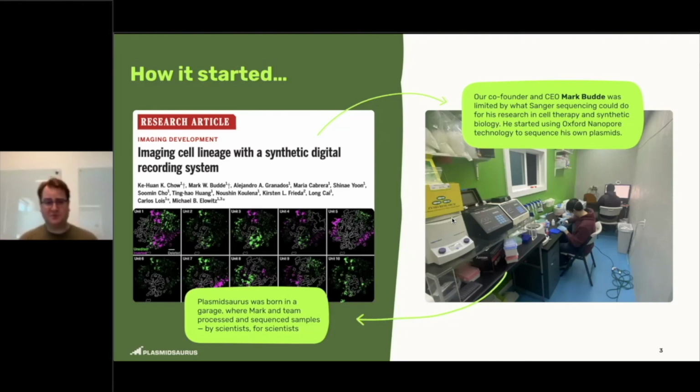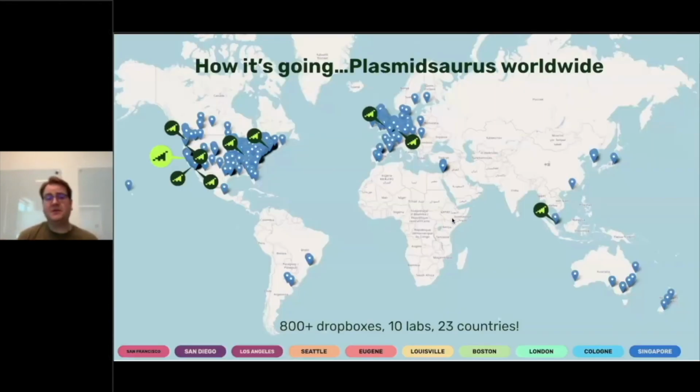So Plasmidsaurus really was born in a garage, and Mark started processing and sequencing samples for other people. This was a service founded by scientists for scientists. And one of the things we keep on trying to do at Plasmidsaurus is providing results that we would be happy with if it were our own experiments and own projects on the line. And here's how it's going. We've expanded to 10 different sequencing labs. We just opened one in Singapore. We have over 800 drop boxes.